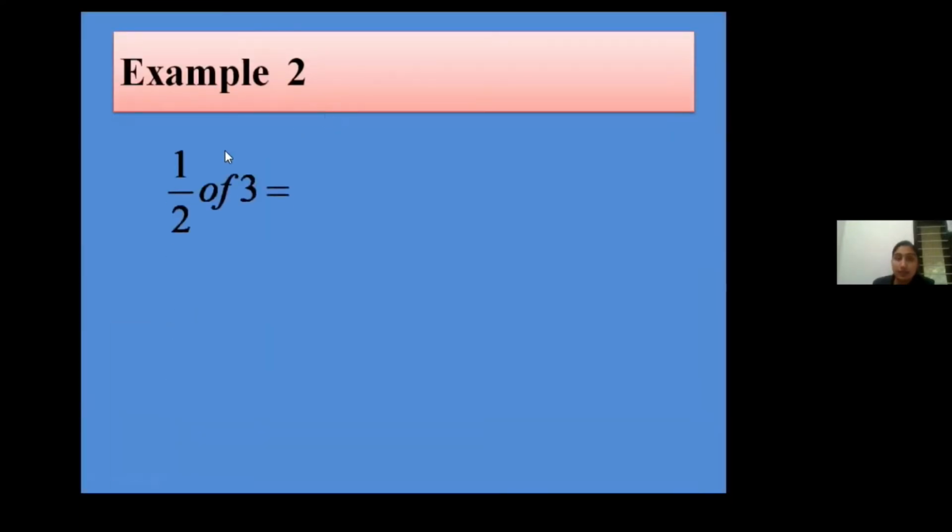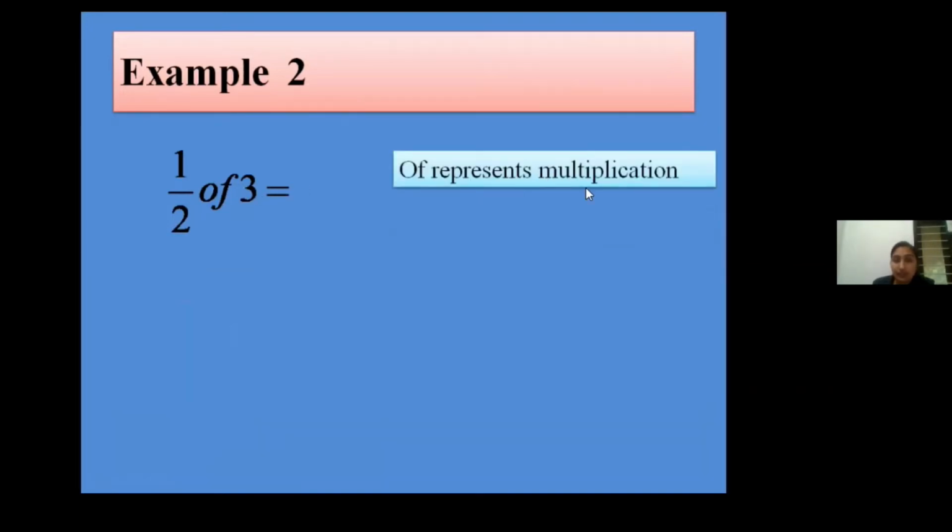Example 2: 1 by 2 of 3. Here the question is of the type 1 by 2 of 3. Of represents multiplication, so we can rewrite the question using multiplication instead of "of". That is 1 by 2 into 3.